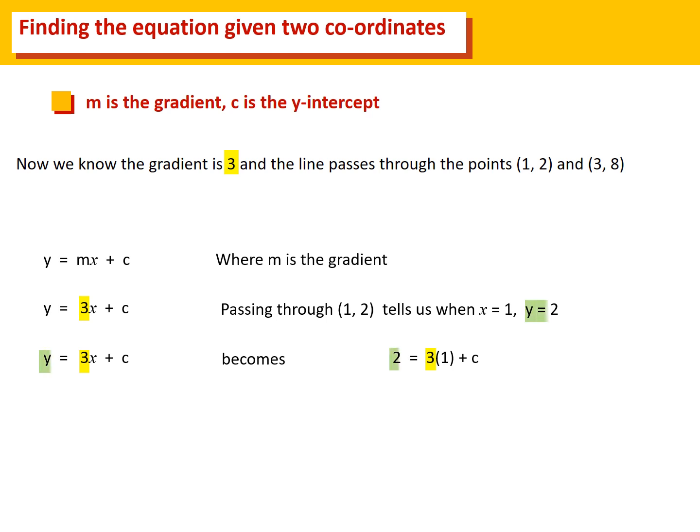Where did that come from? The 2 was the y value given to us, and the 1 was the x value given to us. From that little equation, we can find that c is negative 1, and hence our final equation is y equals 3x minus 1.